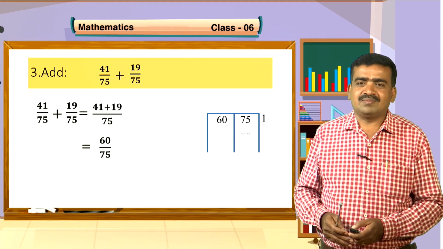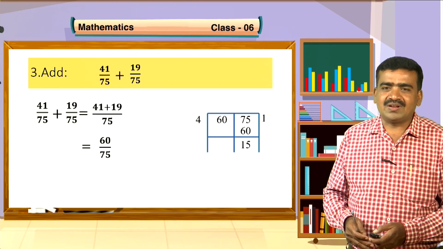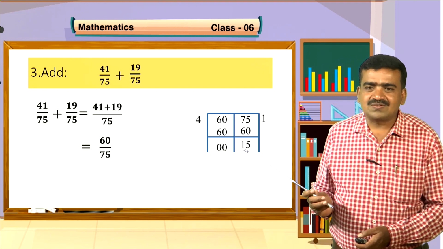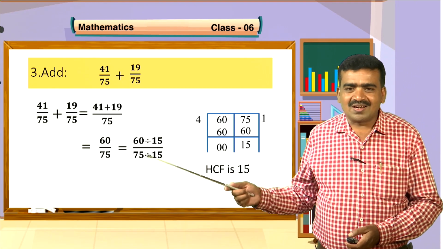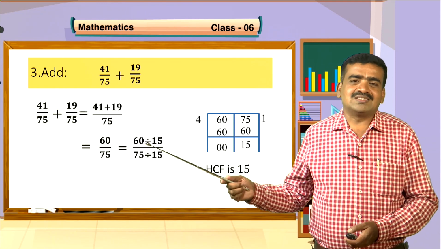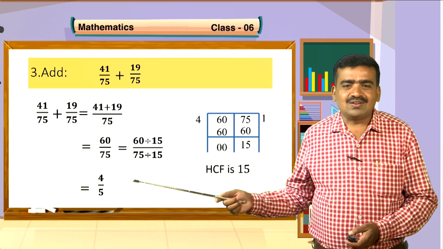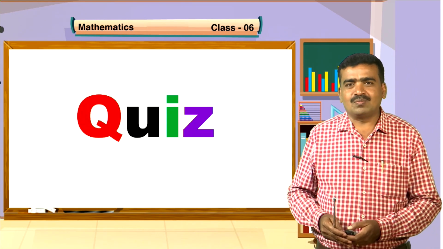You know the method of finding HCF: 60 ones are 60, remainder will be 15, 15 fours are 60. So, therefore, HCF is 15 over here. With the help of HCF, divide the numerator and denominator. 60 divided by 15 is 4, as 15 fours are 60, and 75 divided by 15 is 5, as 15 fives are 75. Therefore, the answer will be 4 by 5.